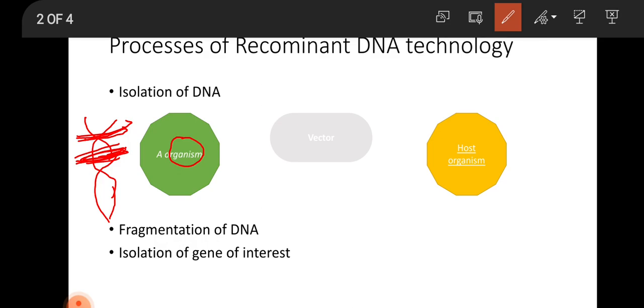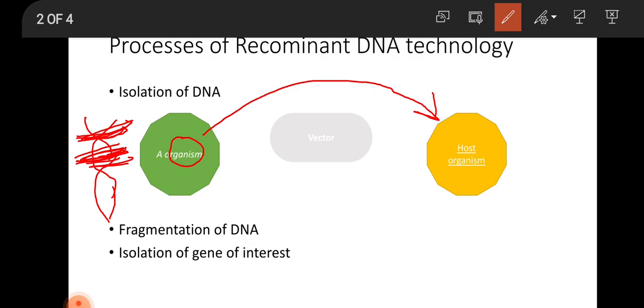Now we will take this part of the gene of the DNA, which we can call the gene of interest or foreign DNA, or the desirable gene of interest, and we will introduce it into this host organism. So how can we introduce this gene of interest into the host organism? The first step is isolation of DNA.